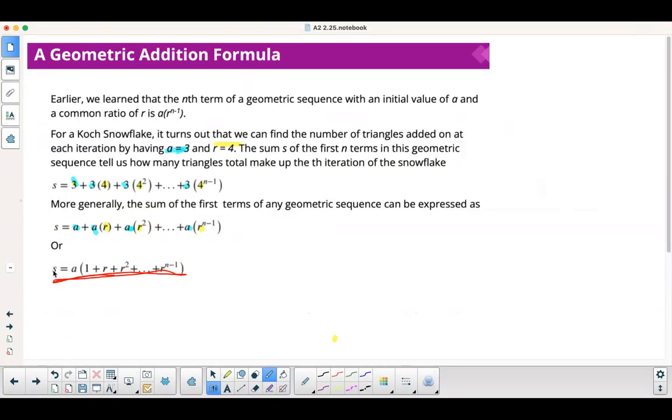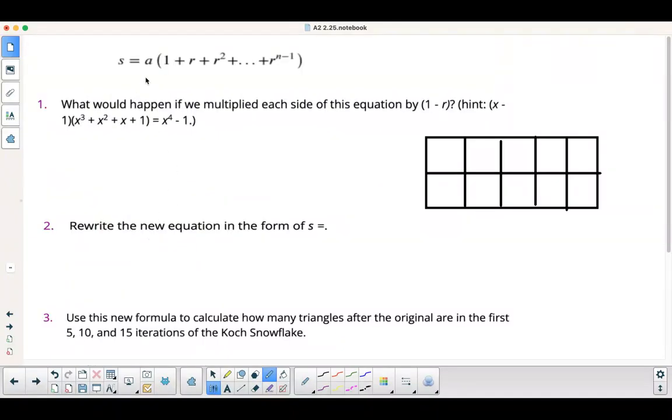If you look back here, I had S equals A times 1 plus R squared plus all the way up to R to the n minus 1. So same formula. What would happen if I multiplied each side by 1 minus R? And then they give you a hint there as well. So if you want to pause the video and try to figure it out on your own, awesome. If not, I'll walk you through it here.